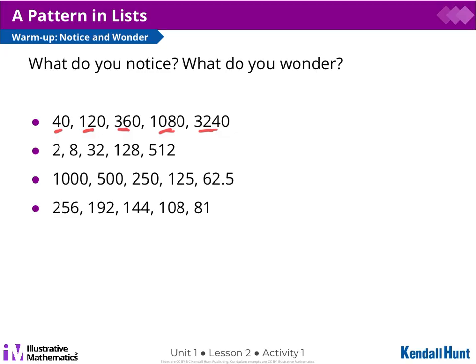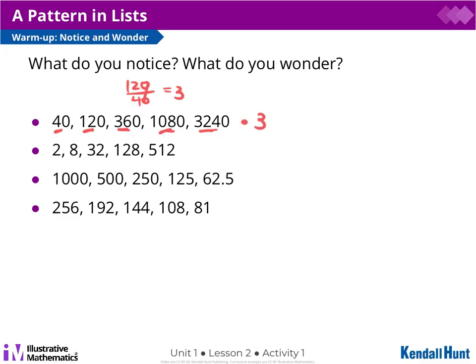Well, how else could I get from 4 to 12? I don't know. But what if I do the number on the right, 120 divided by 40? Wait, 12 divided by 4, I know it's 3. So maybe this is multiplying by 3.